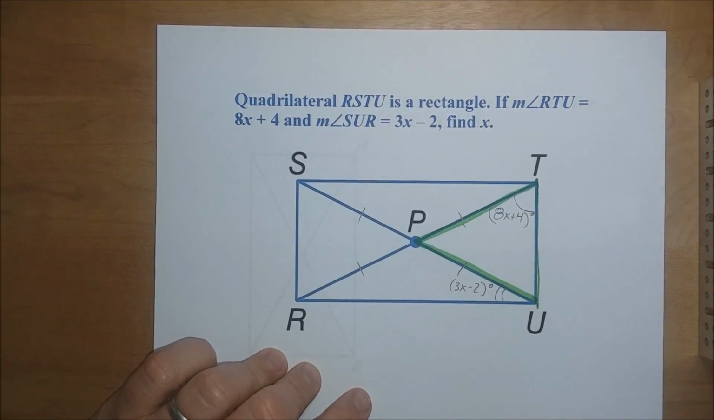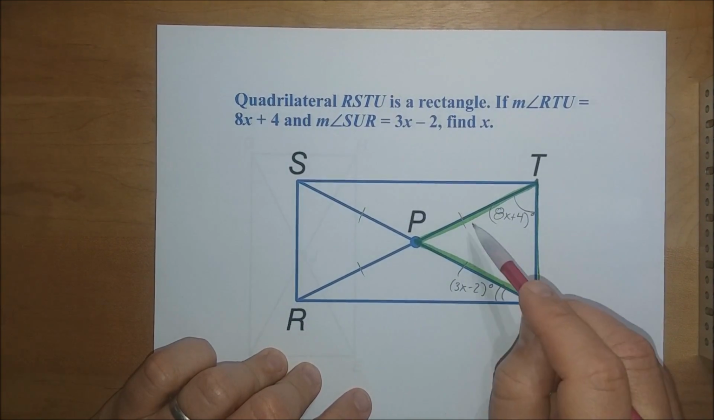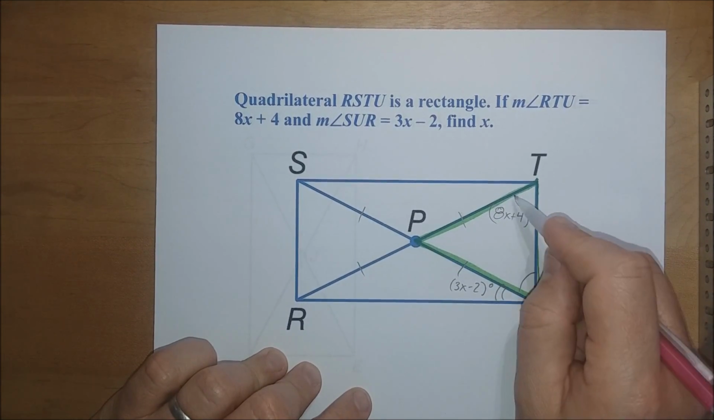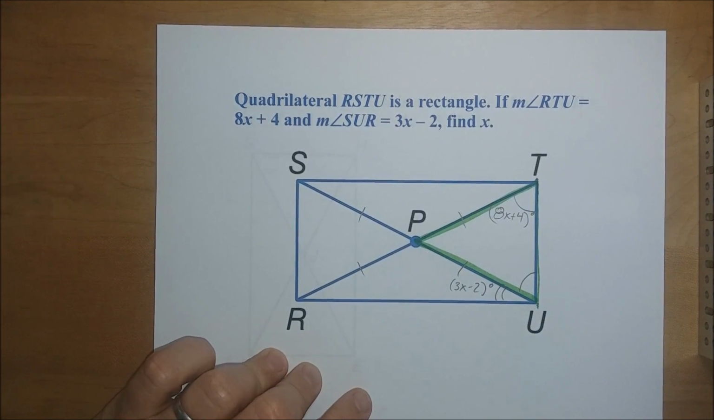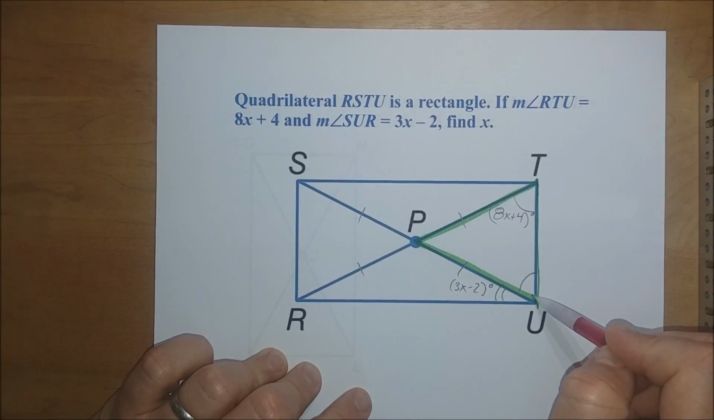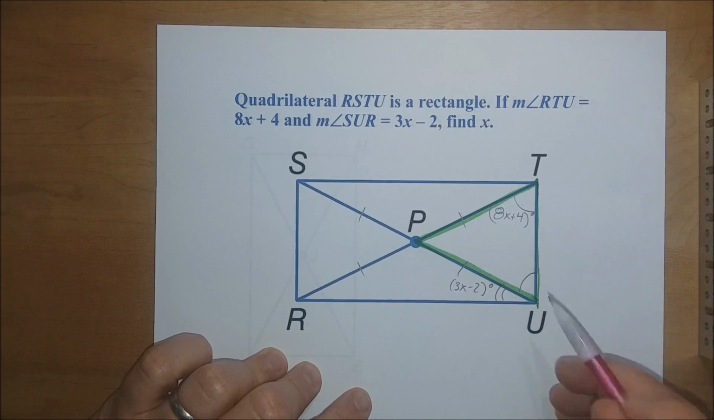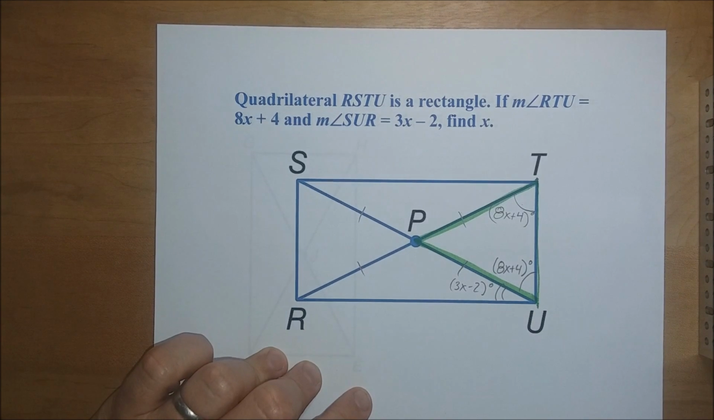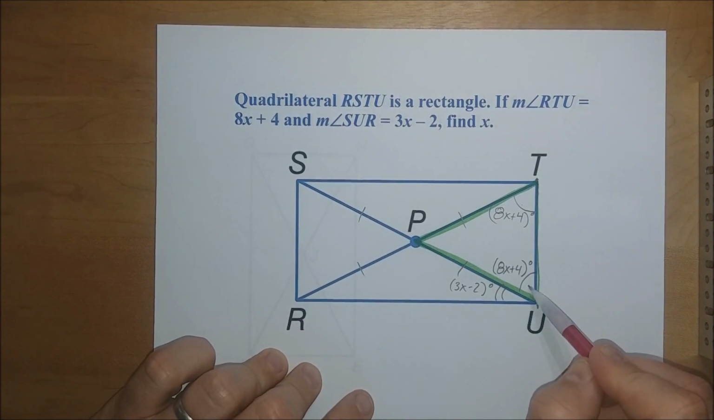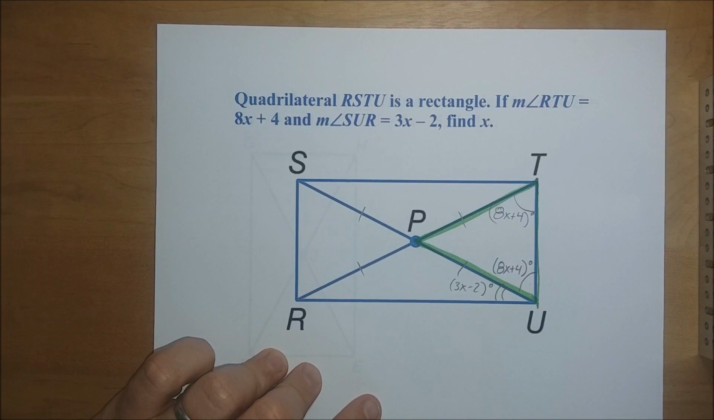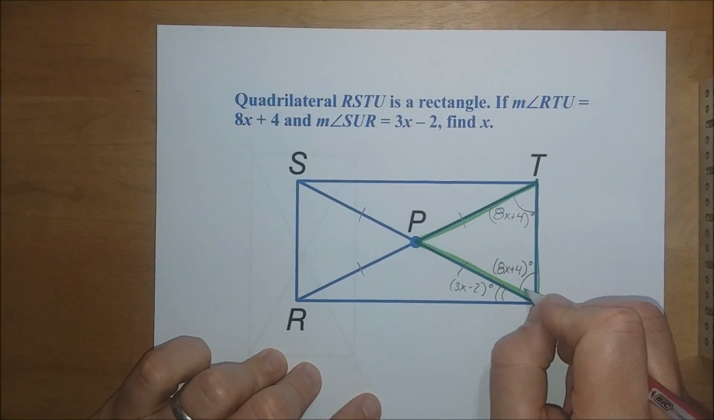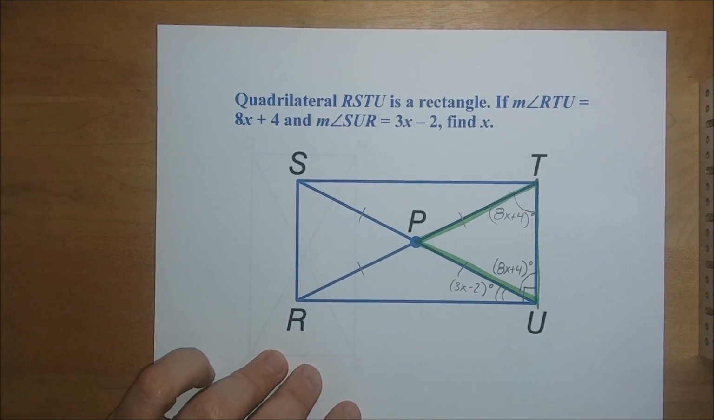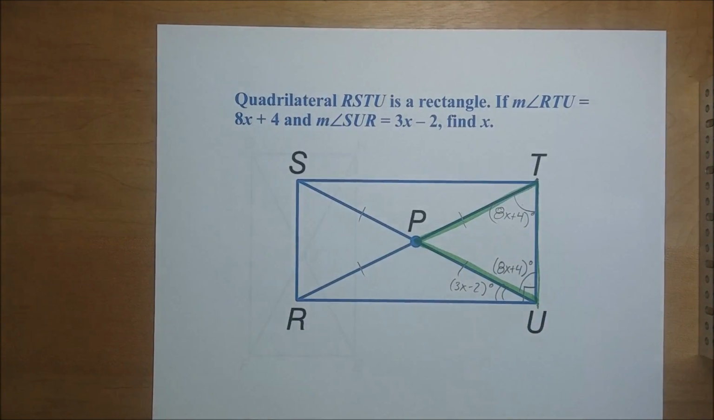We've got two congruent legs, and that means that the base angles located across from the congruent legs are going to be congruent to one another. So these two angles are congruent. So if this angle is 8x plus 4 degrees, so is this angle. And what do we know about these two angles here in a rectangle? That is going to be a 90-degree angle if it's a rectangle. And so these angles are going to be complementary.